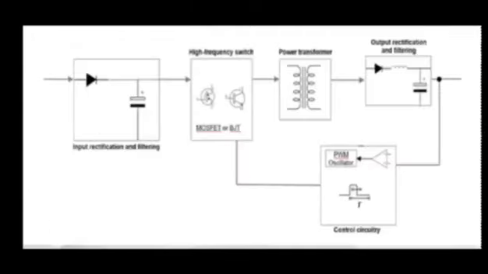Moving on with the design and construction of SMPS. First of all, it will go through the diode and the capacitor for input rectification and filtering. From there, it will go to the MOSFET or BJT for high frequency switching. And then, it will go through the power transformer for the output rectification and filtering by the diode and the capacitor. And from there will be a PWM oscillator which serves as a control circuitry. It is located between the MOSFET and the output rectification and filter.